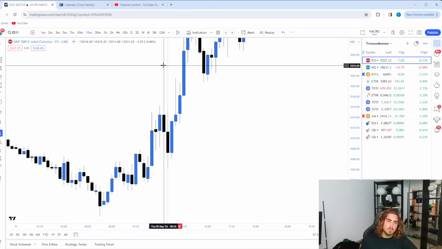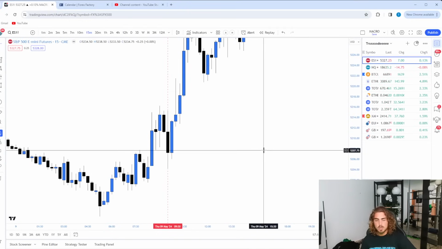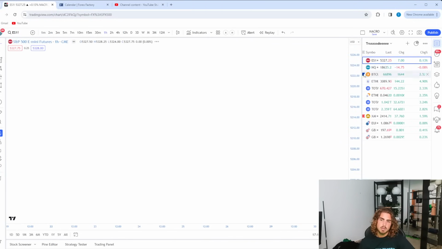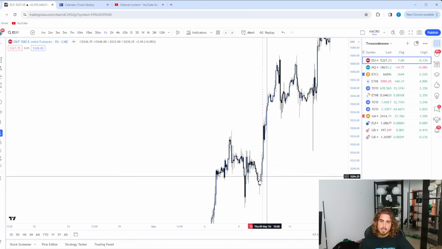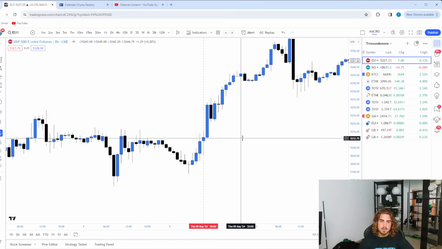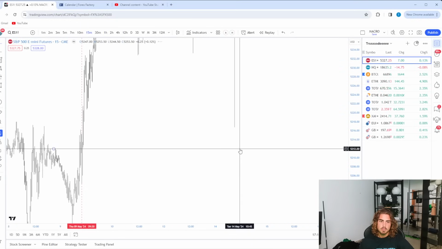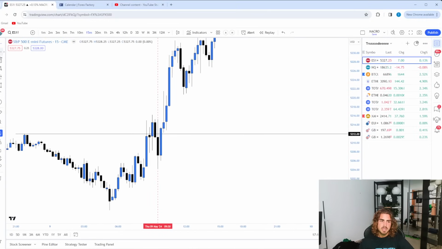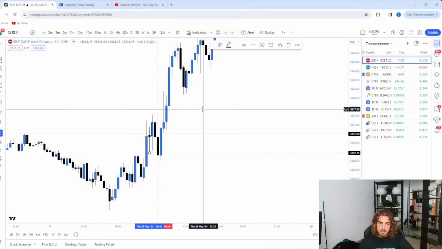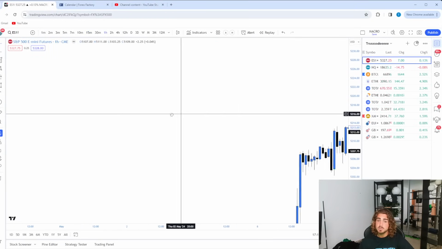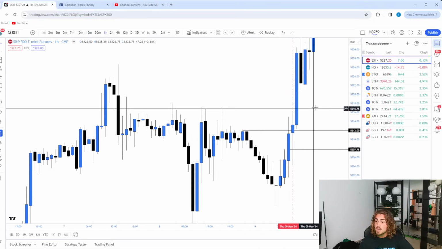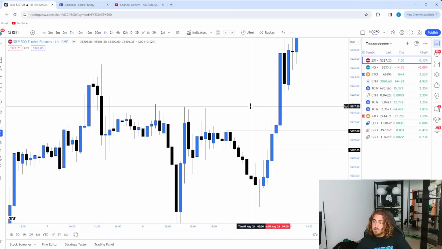Okay, but for example, what happens if we're going to do something like this where we use the hourly as our overall bias setter? Oh, we get a beanie bopper break of structure? Okay, we get that break. Along with that, we sweep liquidity on the 15-minute. We could have looked for an hourly sweep too, because now we're using the hourly and the 15-minute as our draws on liquidity and our overall trend setters.